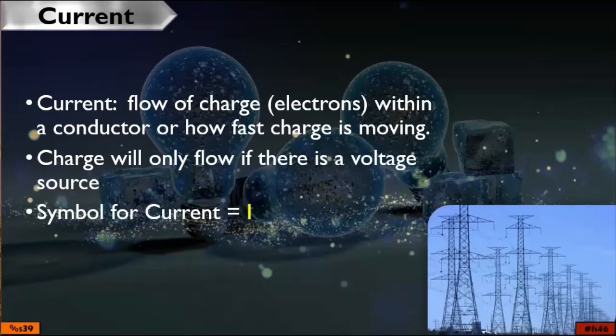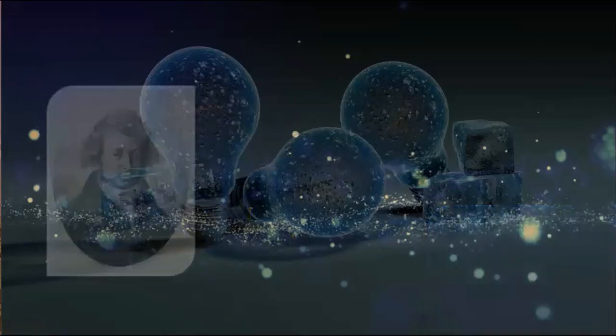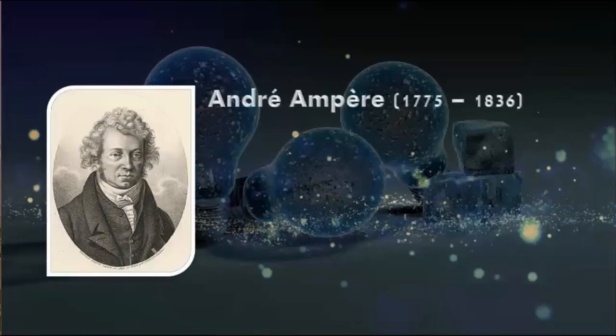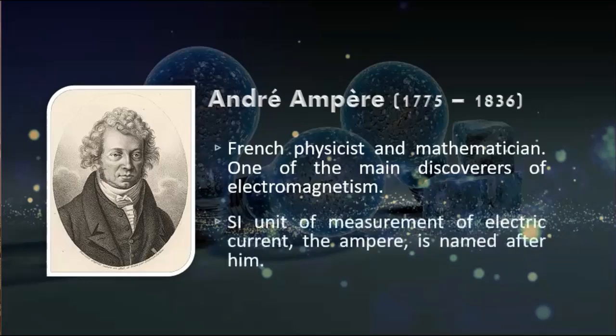Symbol for current is I, or the intensity. Unit for current is amps. Symbol is capital letter A. And thanks to André Ampère, a French physicist and mathematician, one of the main discoverers of electromagnetism. That's why the SI unit of measurement of electric current, the ampere, is named after him.